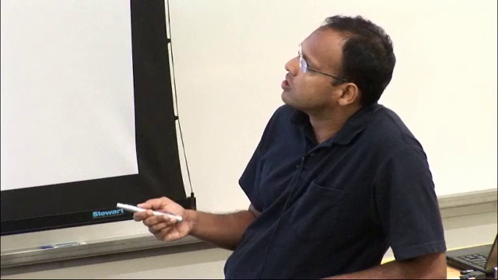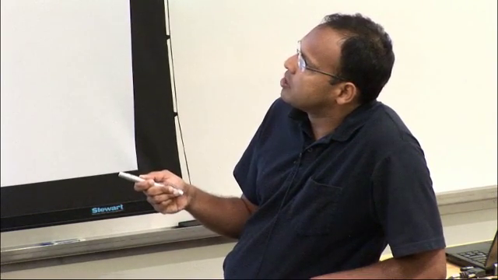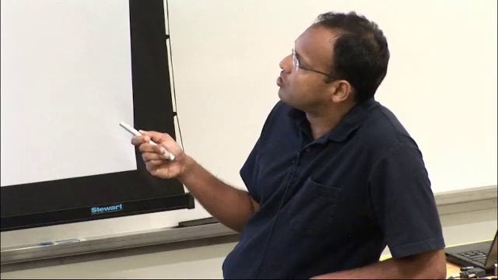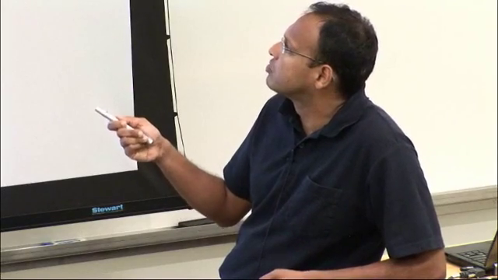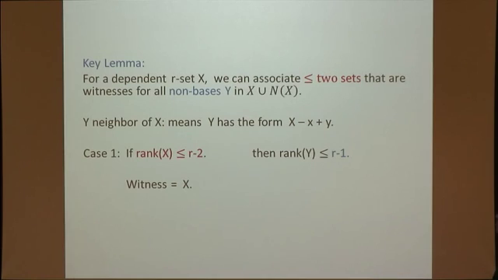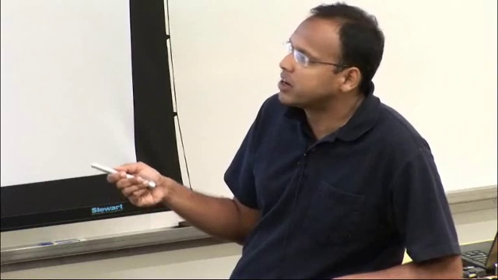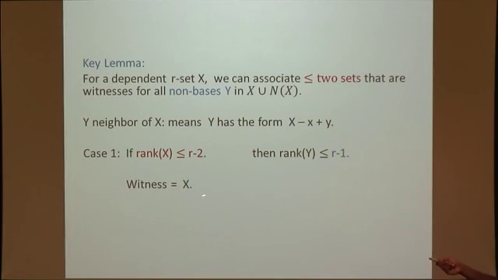Okay, so here is the whole proof of this. Look at some neighbor Y of X. It means that Y is of this form, where you throw out some element x from X and add some element y. Let's look at two cases. This is case one. Suppose your X to begin with was a dependent set, so it cannot have rank R. Suppose its rank was R minus 2 or smaller. Then I can just take my witness to be this set X, because what is Y? You're adding at most one element to X, so it can't have rank more than R minus 1. So this is a very concrete witness for such sets: everything in the neighborhood is dependent. This is a trivial case.